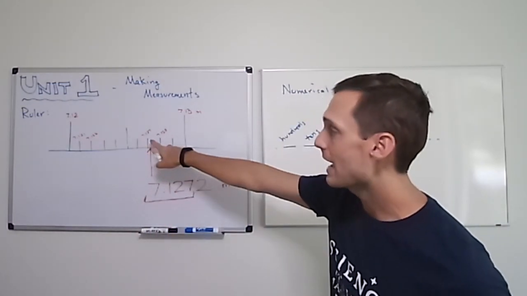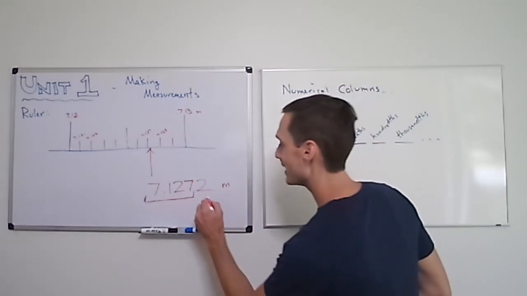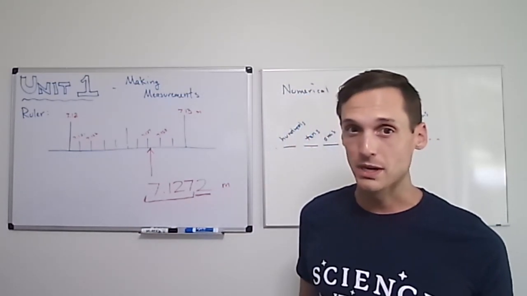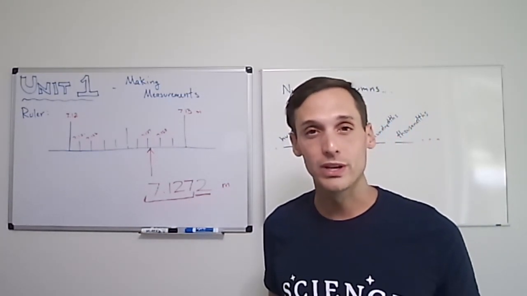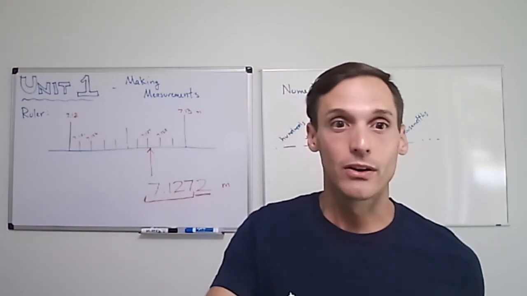All of these digits are known for sure, right? Just by looking at the measuring device, you know all of those digits. It's just this last one that you're always estimating. Always, always, always make that estimated last digit. All right, that's it.